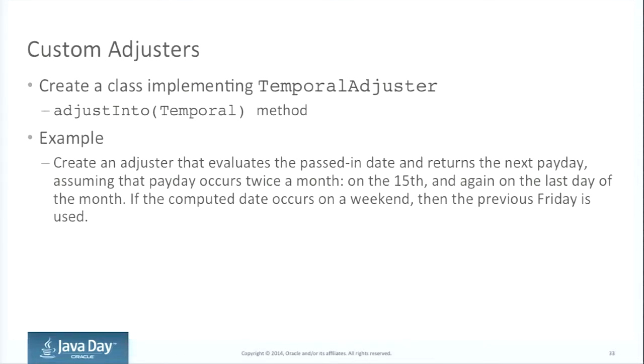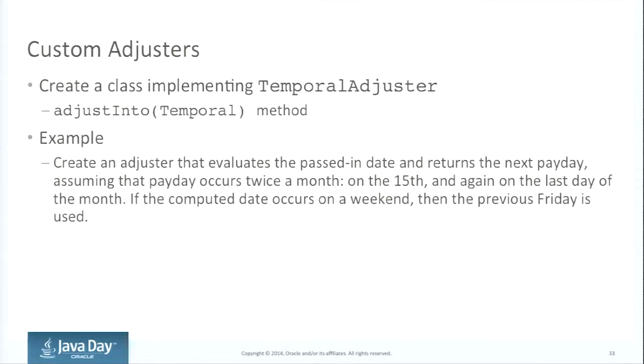This is the example I briefly mentioned at the beginning. How do I find out the pay date? It's twice a month: one is the 15th, one is the last day of the month. If it falls on Saturday or Sunday, the payday will happen on the Friday before. So we can create our own adjuster from a particular date. When is the next paycheck?